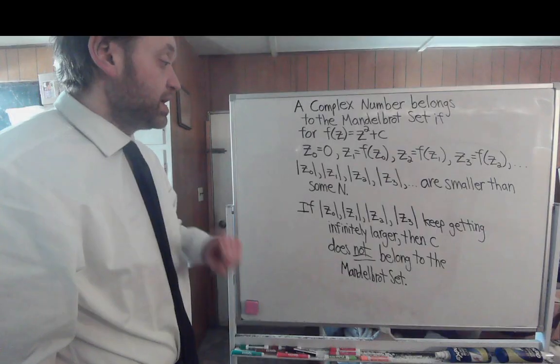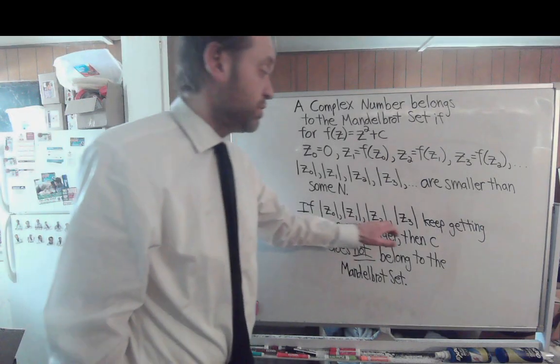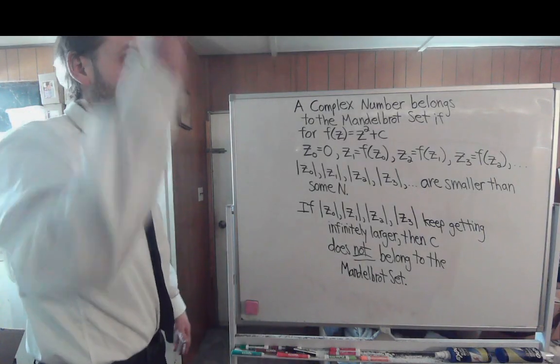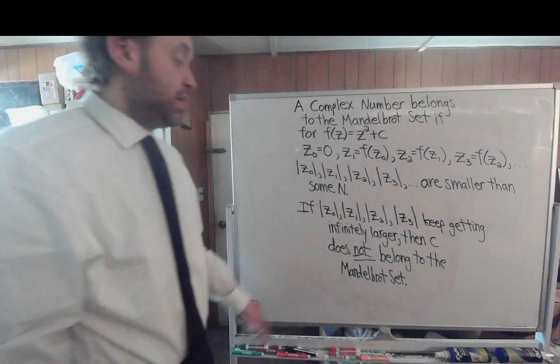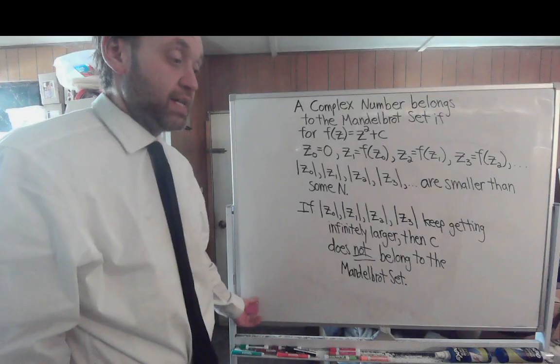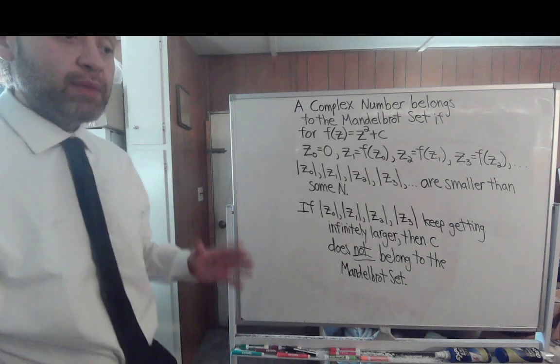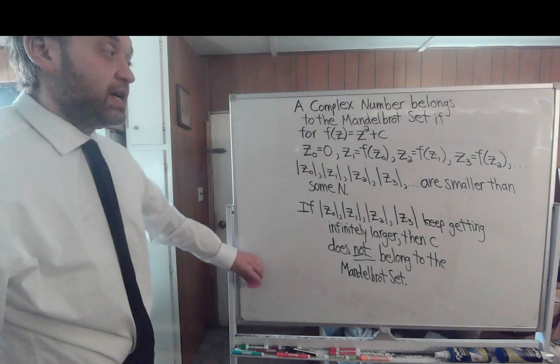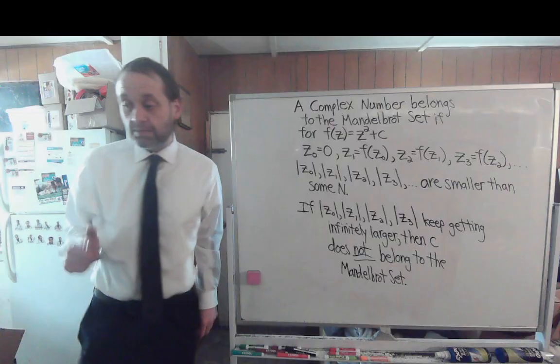Now, on the other hand, if the absolute value of those numbers just keeps getting infinitely larger, it just keeps going way up and up, then that complex number does not belong to the Mandelbrot set. And I know this seems like a mouthful, but this was the best way I could explain it. In a minute here, we'll get started with some examples.